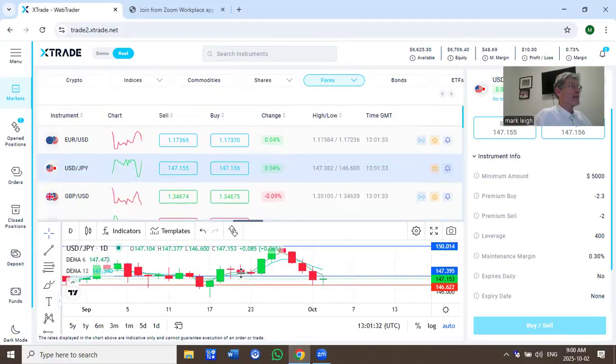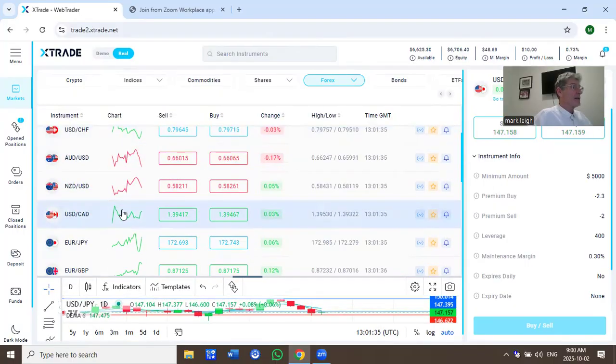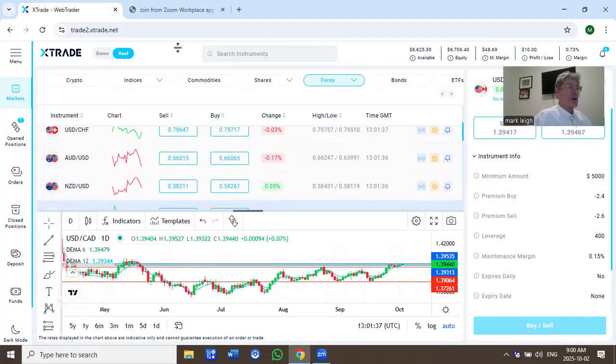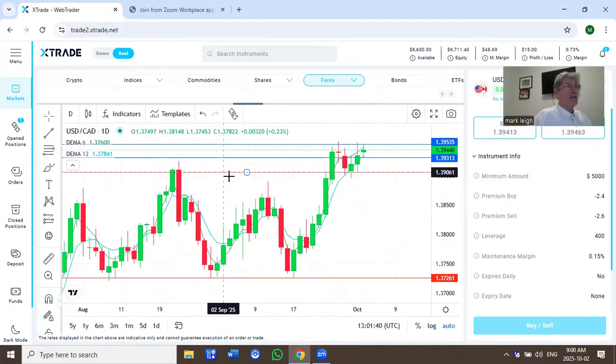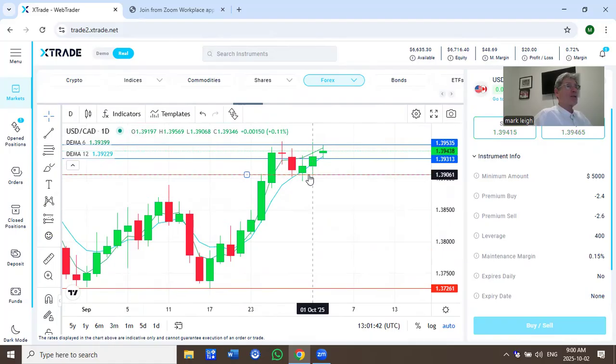US dollar against the Canadian. US dollar has been strong against the Canadian. There you can see today giving up some gains, the US giving up some gains right now, behaving somewhat differently to the euro, the pound, and the yen. We've seen weak US dollar and the US dollar fight back. Here we're seeing a bit of a different pattern.